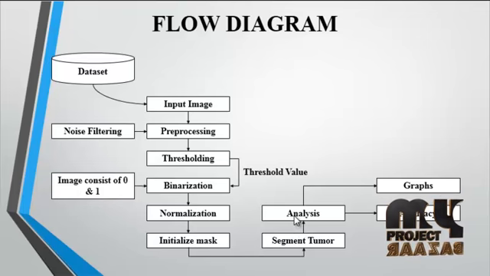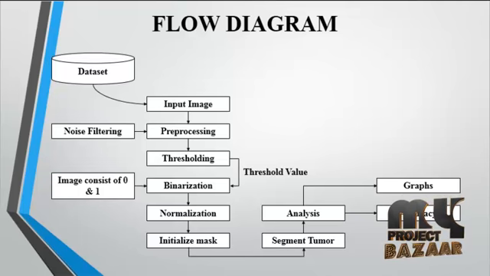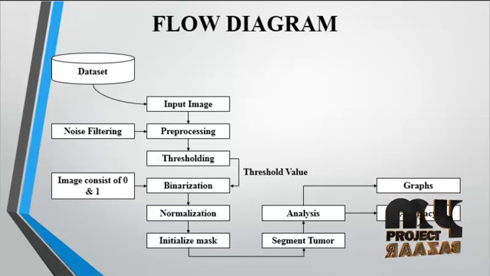In the analysis, we have considered two things. First one is the graphs and the accuracy. The accuracy value will be plotted in a bar chart. Then the graph for the existing and the proposed methods is also shown.